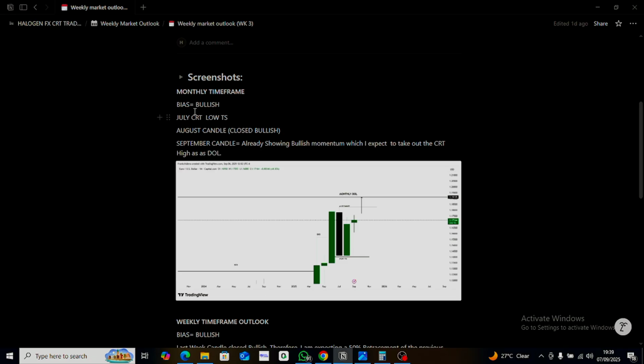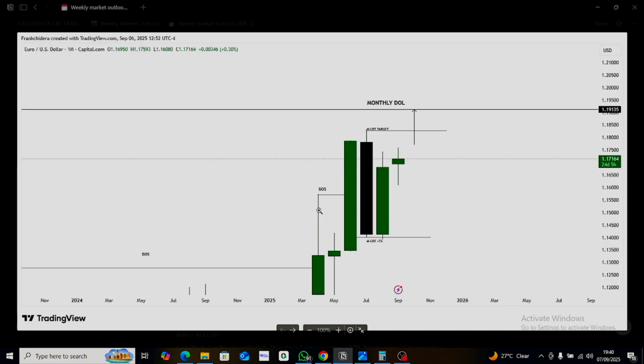The first time frame I have is my monthly time frame, like is written here, buyers bullish. July CRT low, to soup, and August. Then the September candle already showing bullish momentum, which I expect to take out my CRT high as drawn liquidity. If I expand it, you can see this is the September candle already printing, showing bullish.